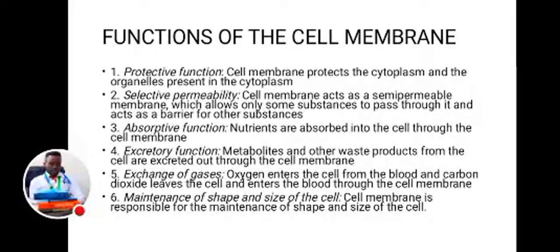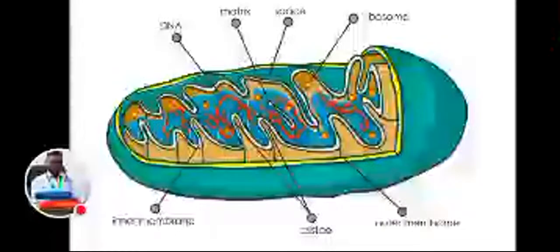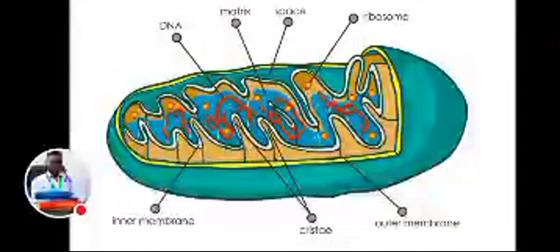The inner membrane is folded in the form of a sheath-like inward projection that is called the crista, and it covers the inner matrix space. The crista contains many enzymes and other protein molecules which are involved in the respiration and synthesis of adenosine triphosphate, abbreviated as ATP. So this is the structure of the mitochondria.